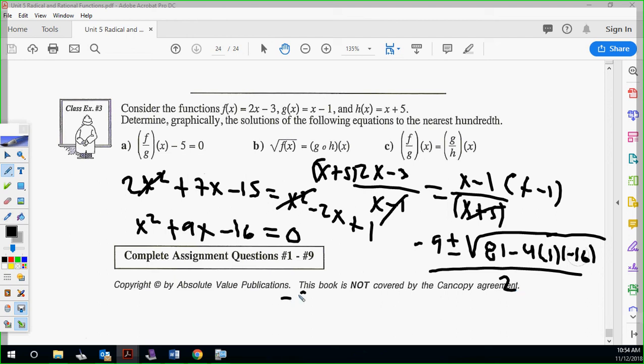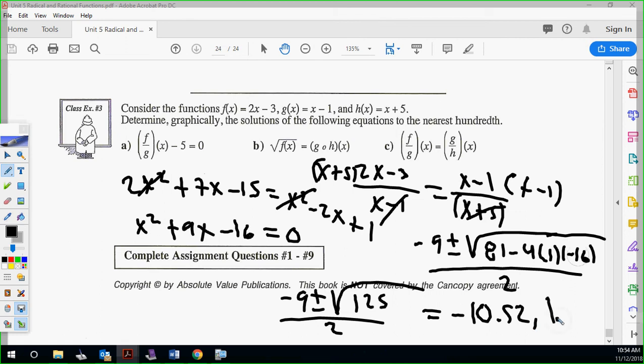So my calculation would be negative 9 plus or minus, let's see, 4 times 16, 40, 64, plus 64, 125? And so that would be your two calculations, I believe, if I'm doing my mental math right. Negative 9 plus or minus root 125 over 2. You guys should get, if you did it in your calculator in terms of the graph, the solutions are negative 10.52 and 1.52. Okay. All right, we'll stop there.